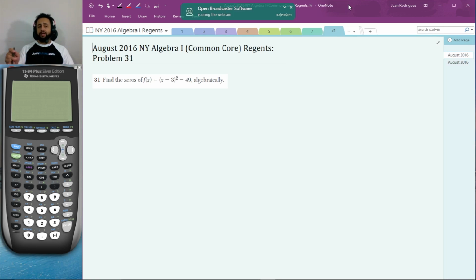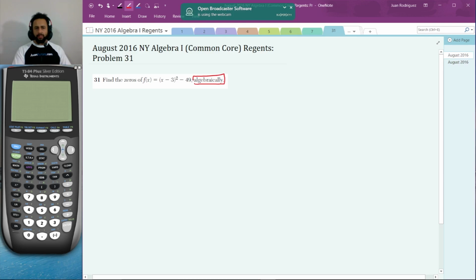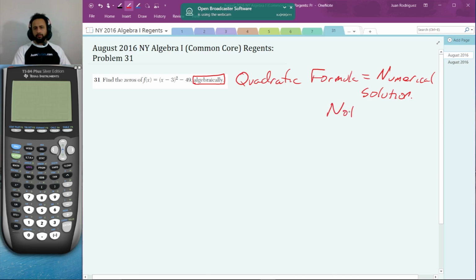So here's the problem. Find the zeros of f of x equals (x minus 3) squared minus 49 algebraically. There's a couple of things I need to point out. First of all, this concept of algebraically. You and I may disagree about what algebraically means, and you and the test makers may disagree as well. But here's a big point. The quadratic formula is a numerical solution, okay? So if you get it completely right, it's not algebraic. Okay? So if you get it completely right, you do get a point.